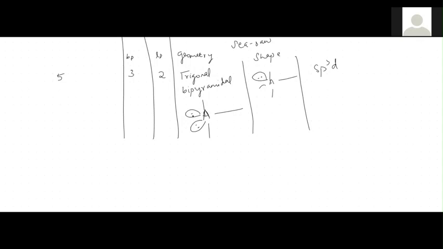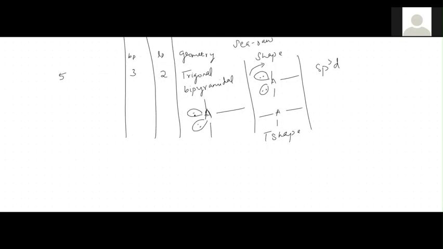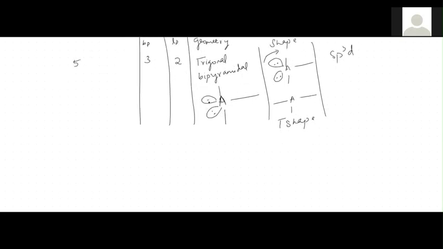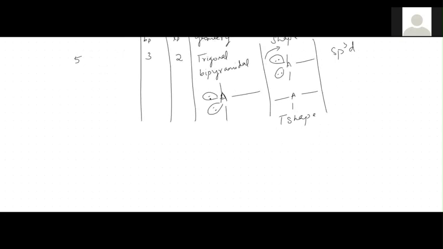I rotate this molecule and I get something like this. I'm just rotating the molecule, and I ignore the lone pair. What shape do I get? Am I getting a T shape? Yes, T shape. All these shapes you have to memorize. This is just for understanding. So this is the T shape of the molecule because of the lone pairs. How many lone pairs are there? 2 lone pairs. Hybridization is the same.